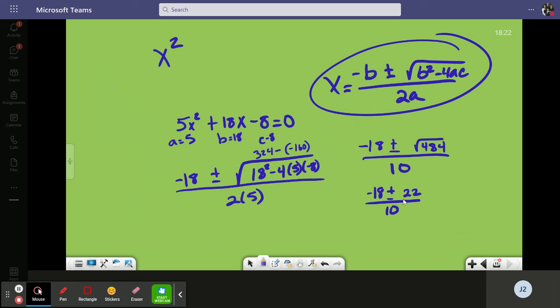Everybody has to be divisible by 2, all three. Can't do it if it's not all three. Now, negative 9 plus 11 over 5, and negative 9 minus 11 over 5. So I get an answer of 2/5 or negative 4.